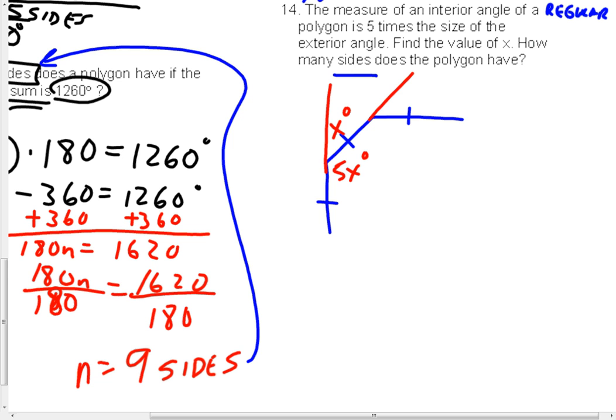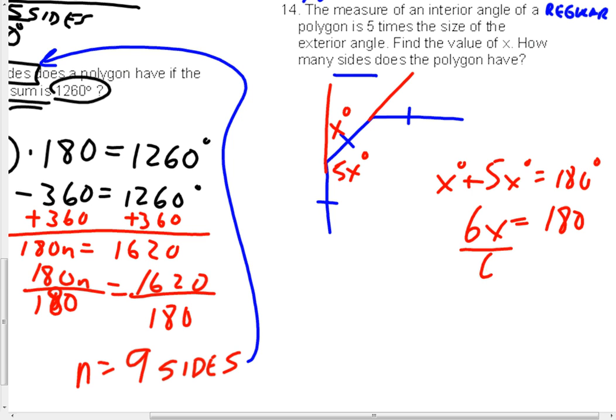What do you know about x and 5x? What do they add up to? They add up to 180. 6x equals 180. X equals 30. That's just a value, so I just need 30. That's great. That means that the outside is 30. I'm telling you that it's regular. That's the only way we can do this problem.